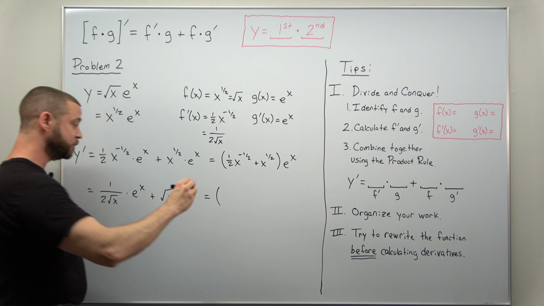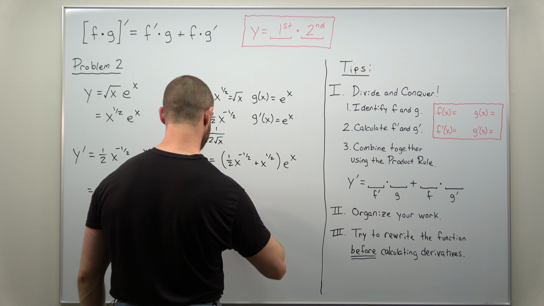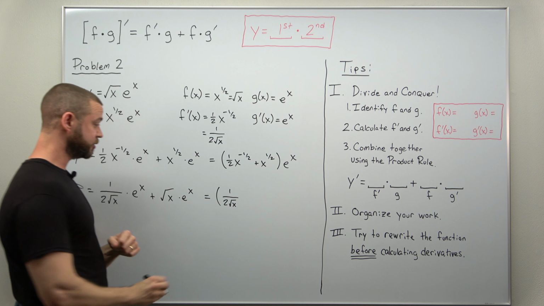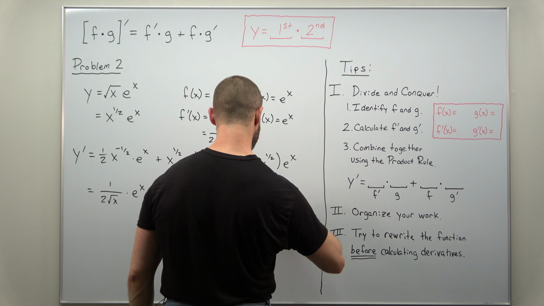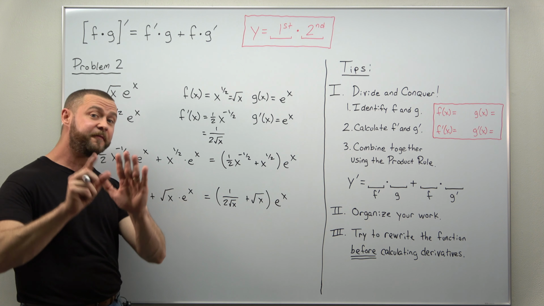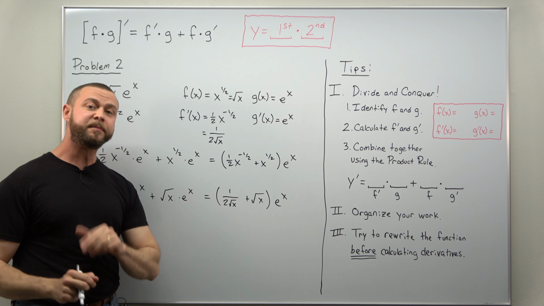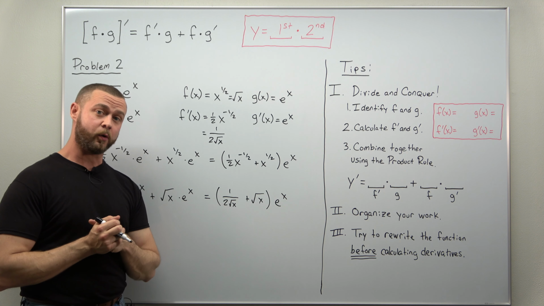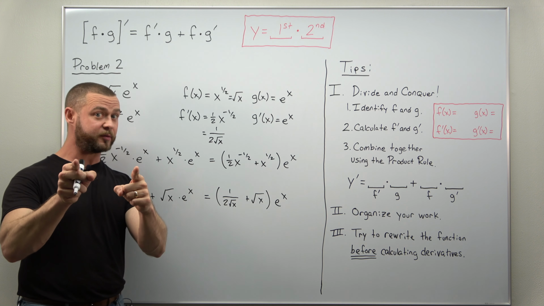1 divided by 2 square root of x plus square root of x. And we have our factor of e to the x on the outside. Both of these should be fully acceptable as full credit. Each of these I would accept as full credit in my Calculus 1 course. All right, when you're ready, let's go ahead and get to problem 3.